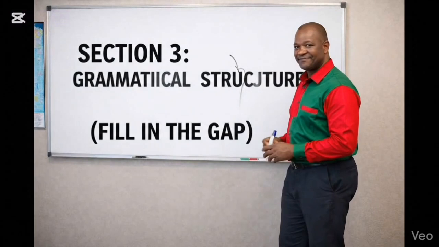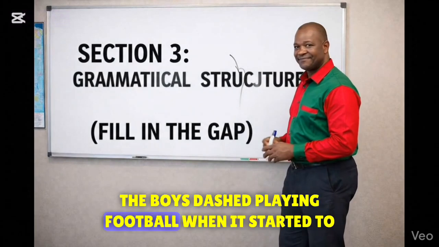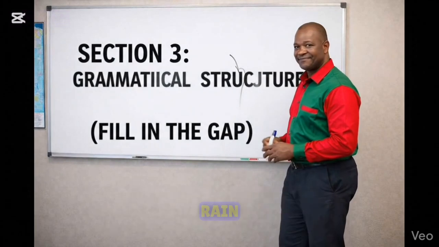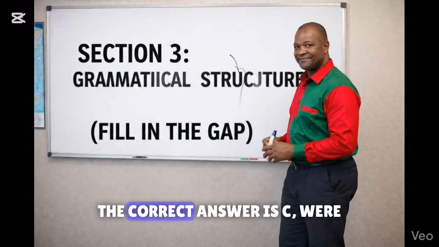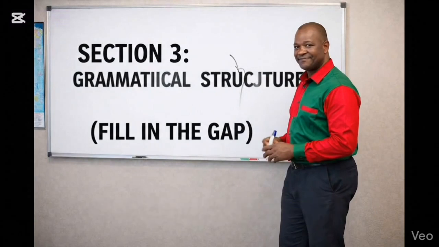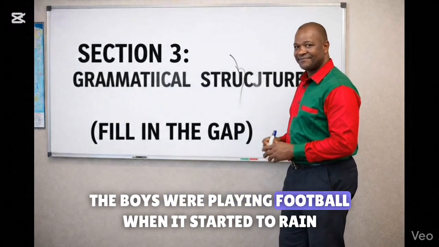Question 9. The boys dash playing football when it started to rain. A, is. B, was. C, were. D, be. The correct answer is C, were. The boys were playing football when it started to rain.